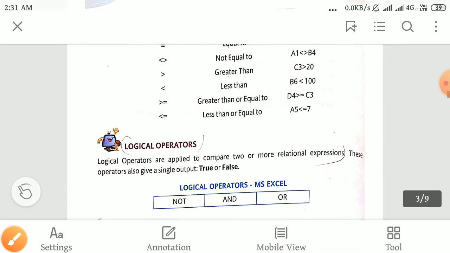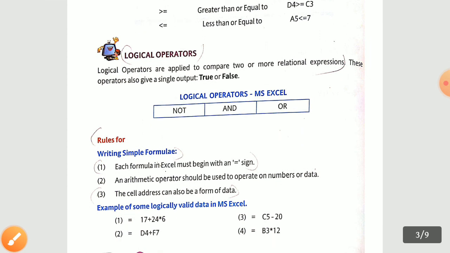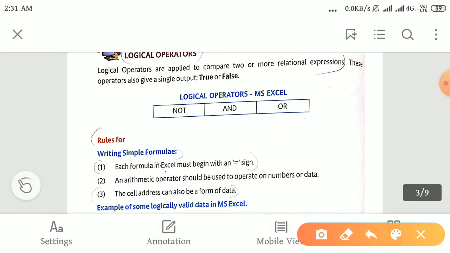So the last kind of operator we are having is logical operators. Now logical operators are again used for comparison, but they are comparing relational values, right? They are comparing relational values. Now only this much you have to understand till now. The details about logical operators are not in your syllabus, so you just have to remember that it is used to compare two or more relational expressions. It also gives you a true or false condition. Now three logical operators we are having: not, and, or. Only these three logical operators. Okay, the details about logical operators are not in your syllabus.